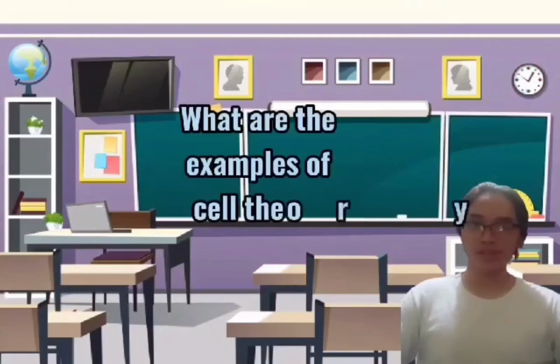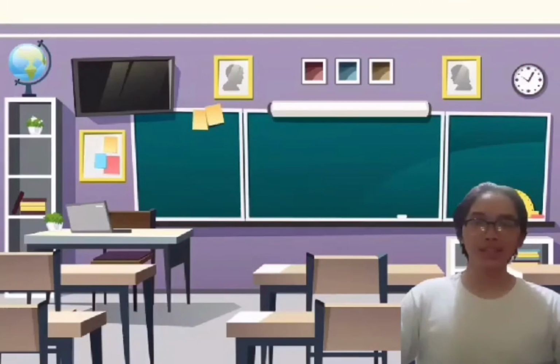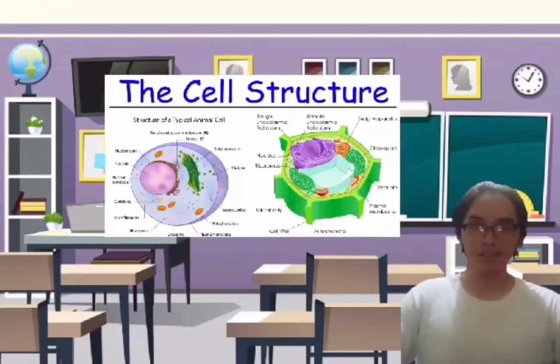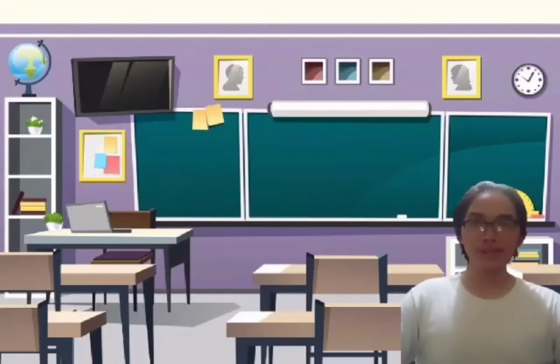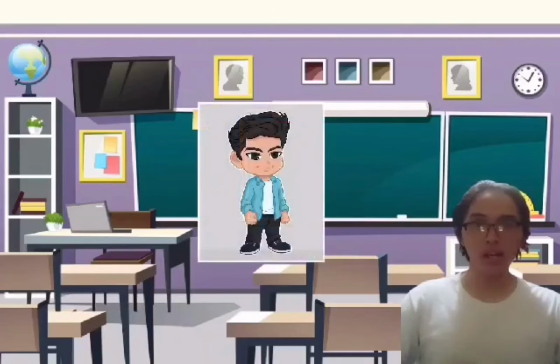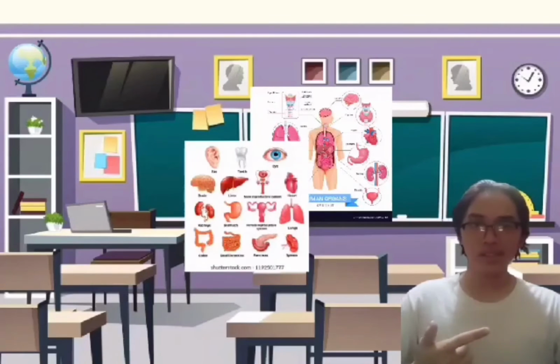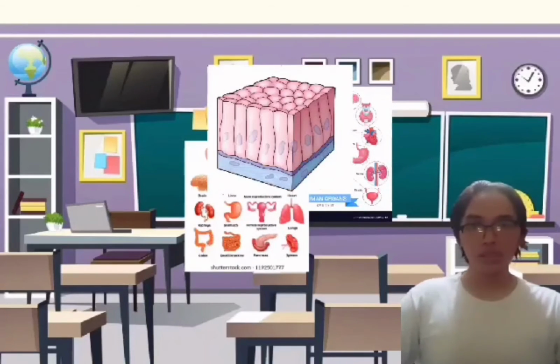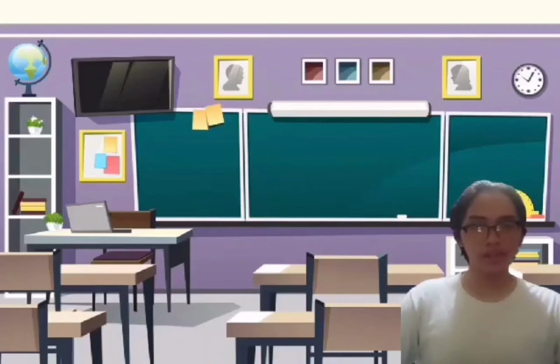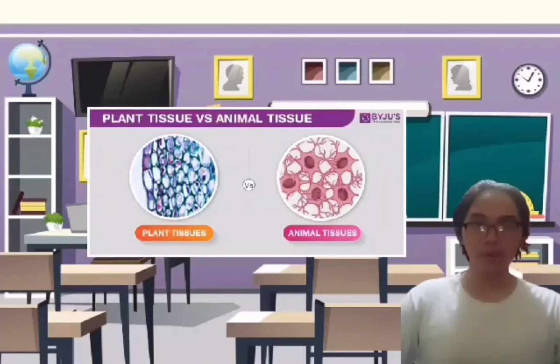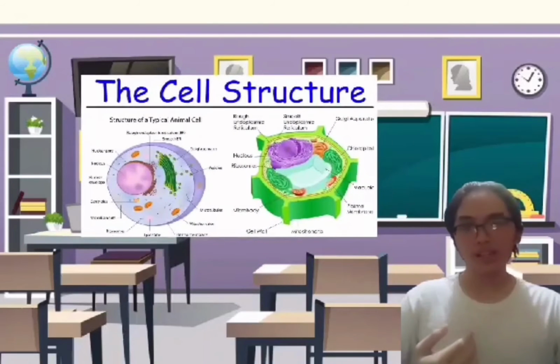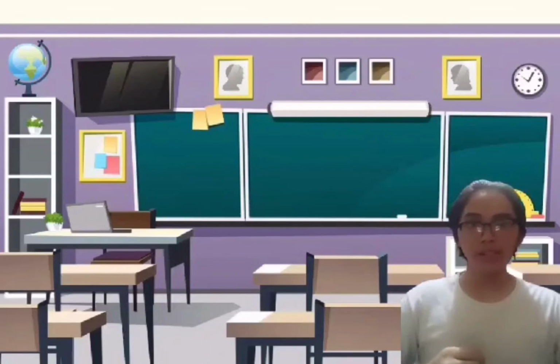What are the examples of cell theory? Cell theory says that cells are the smallest unit of life. In other words, this means you can't break down a cell into smaller parts and still call it living. For example, you can break down a whole organism, such as a human, into smaller components like organ systems, organs, and tissues. All of these components are still considered living. Plant and animal tissues can be broken down further into cells, but that is the furthest life can be broken down.